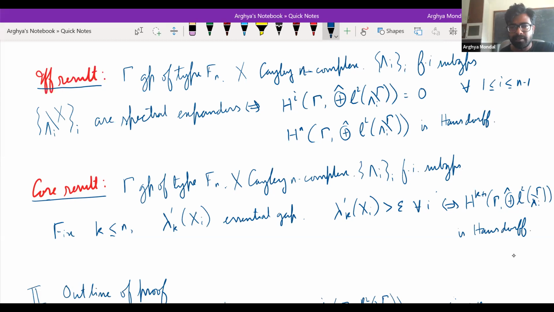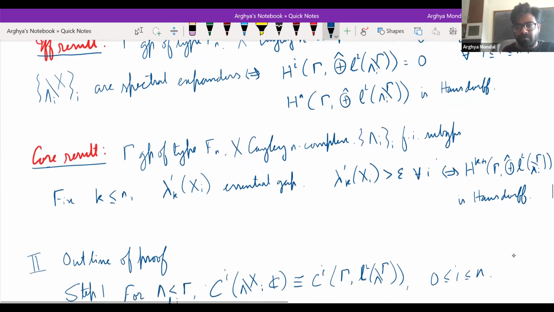So once you have this, the if result follows, because the vanishing of the cohomology with coefficients here will imply vanishing of the cohomology of all the simplicial complexes, and Hausdorffness will guarantee that there is an essential gap, which means that there is a spectral gap if the cohomology vanishes. So this is the result that I would like to give a proof of.